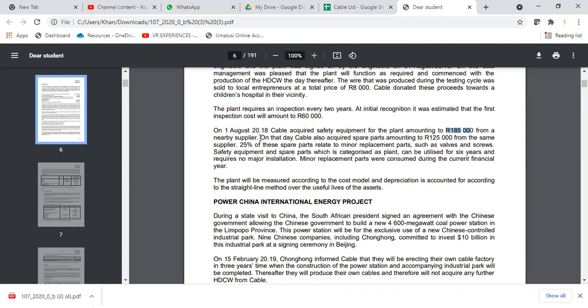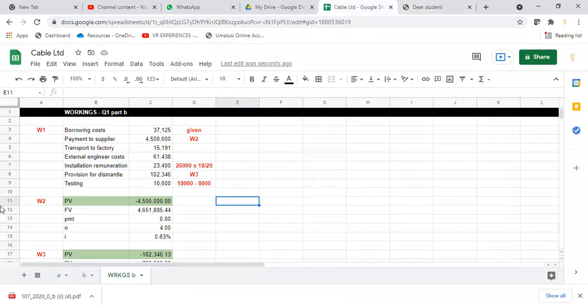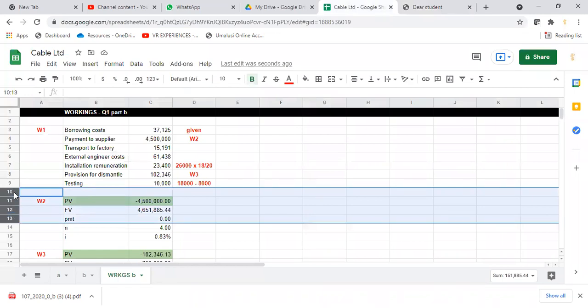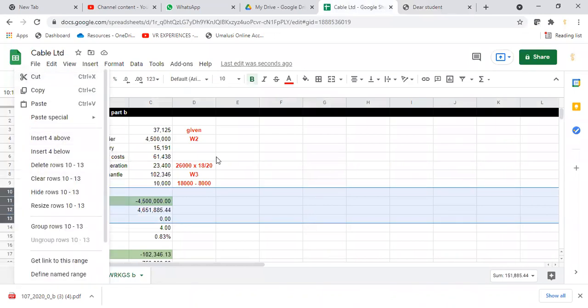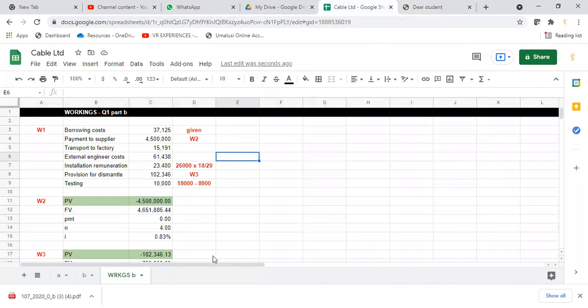We have safety equipment and we have spare parts. So that must also be included in the cost. You can either have it separately or you can include it. We can either include it or we can have it separate. You can either have a separate category for spare parts or you can include it in the normal cost.